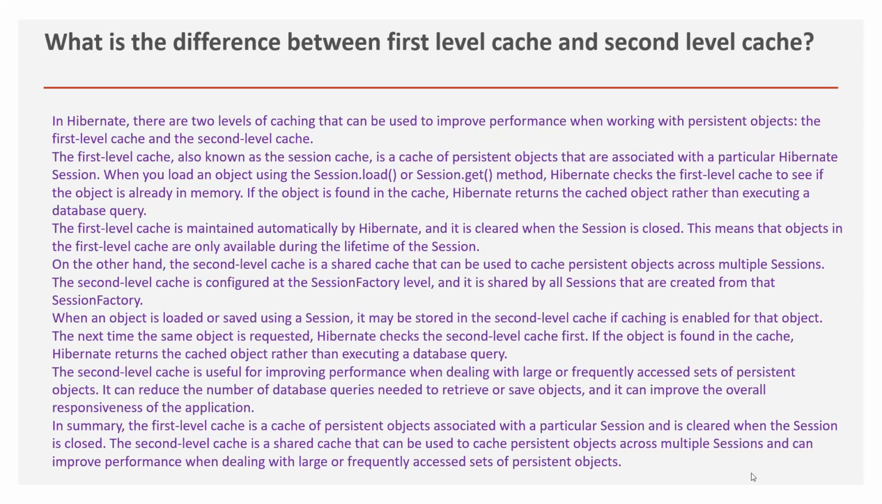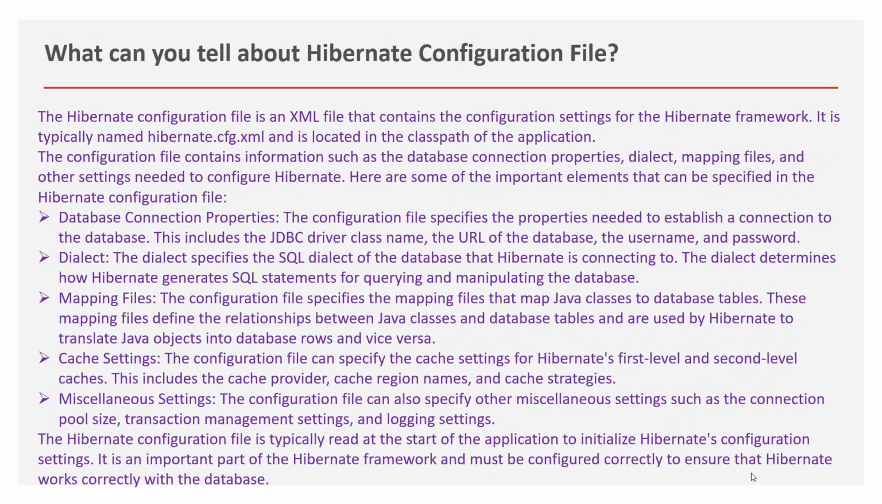responsiveness of the application. In summary, the first level cache is a cache of persistent objects associated with a particular session and is cleared when the session is closed. The second level cache is a shared cache that can be used to cache persistent objects across multiple sessions and can improve the performance when dealing with large or frequently accessed sets of persistent objects.